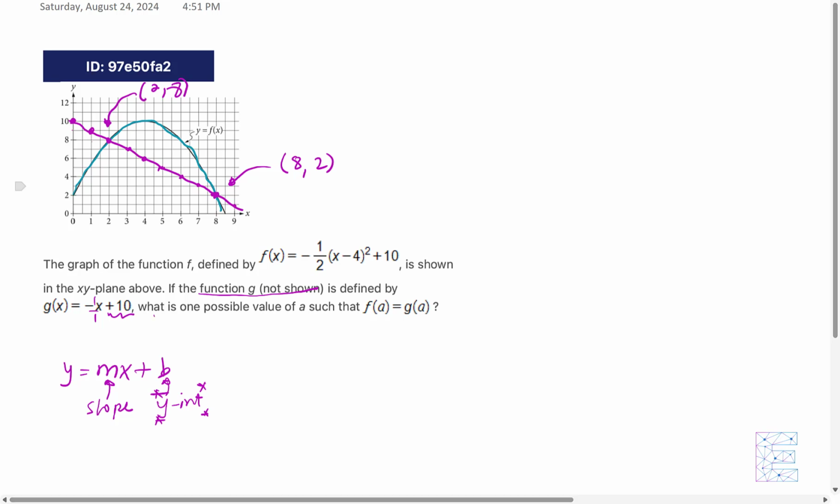So the question was asking, what is one possible value of a? Remember, a is the x value such that the y values here are the same. So the answer can either be 2 or 8. Either one of these would be correct. Either there or there, where the graphs intersect. They have the same y value in that location. I hope that makes sense.